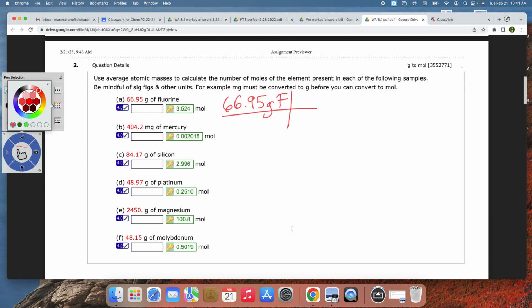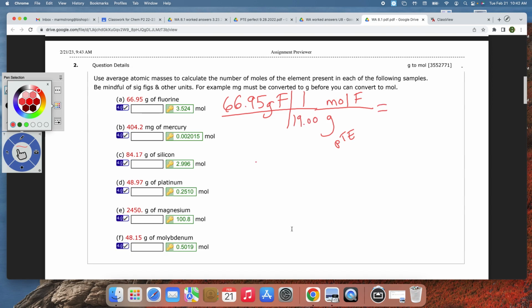I'm going to do my railroad track. And if I have grams on the top, I want to get rid of it by putting it on the bottom. And there is a relationship between grams and moles. So far we've learned that next to the mole is always 1. So 1 mole of fluorine has so many grams. And these grams you'll find from the periodic table of elements. And fluorine is 19.00 grams.